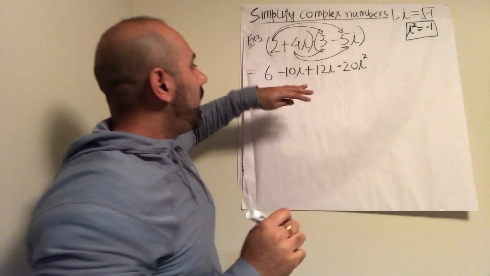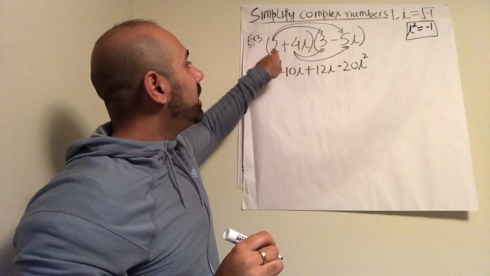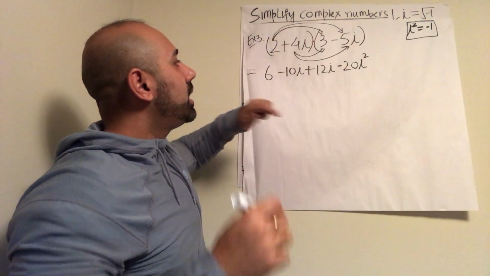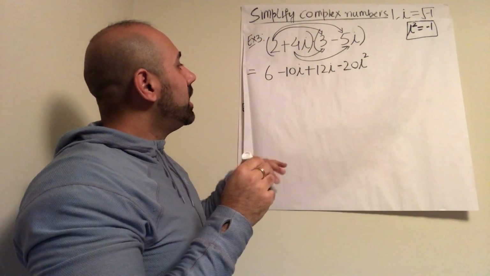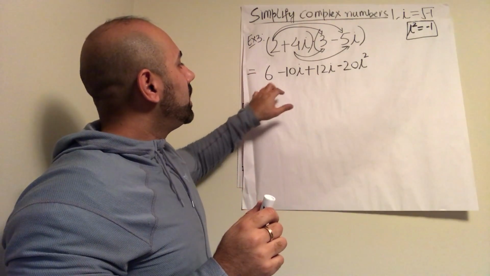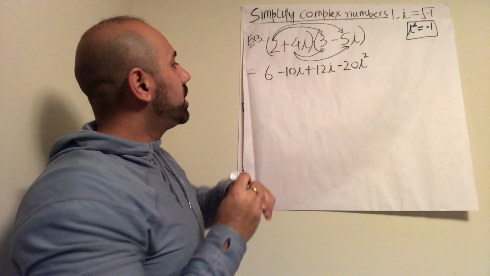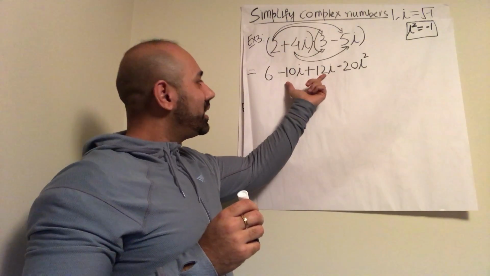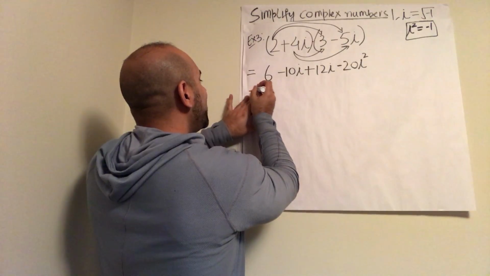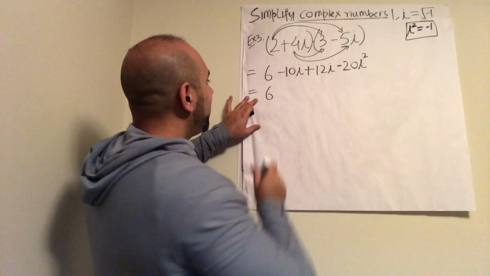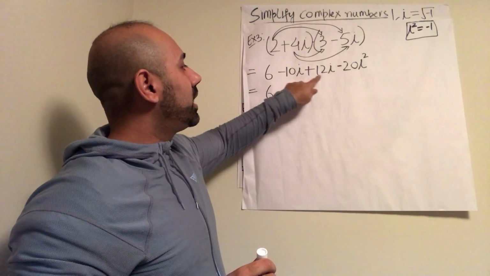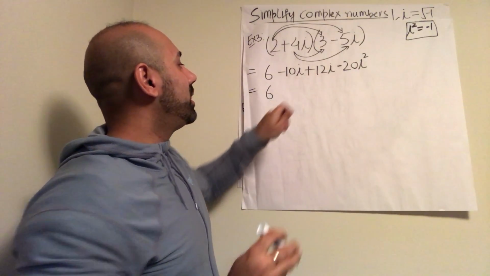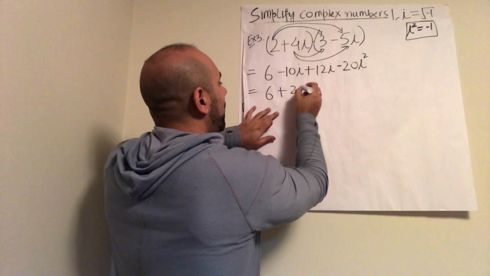Once you have it after distribution, some of you like to use the FOIL method. I'm fine with using the FOIL method, but it is easier for me to do the distribution because then I have these like terms together in the middle. So I can move on and simplify this. Well, 6 I can leave like that, but I can see both these terms are imaginary, so I can combine them. -10 plus 12 is plus 2i.